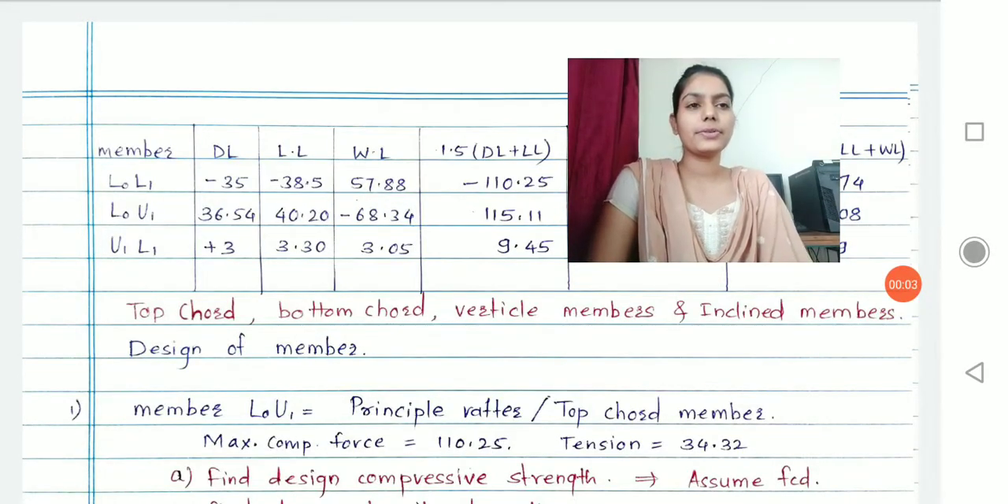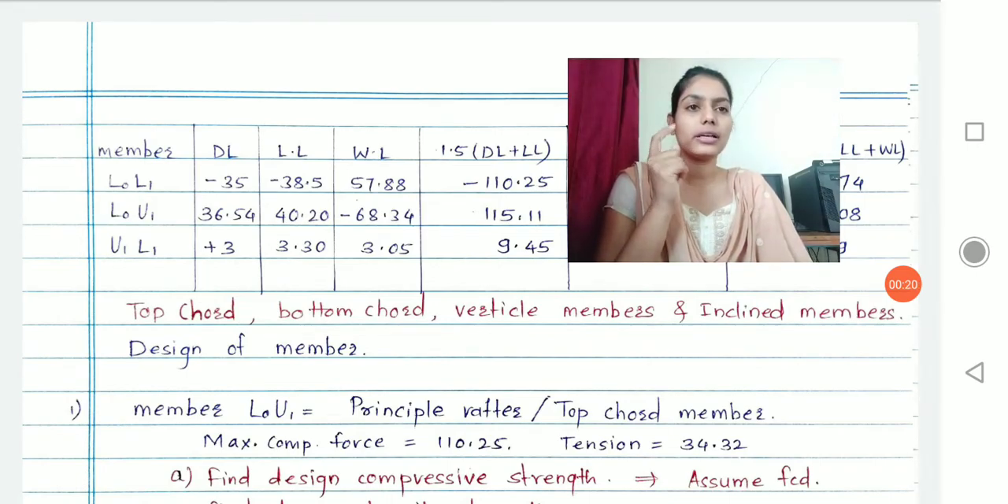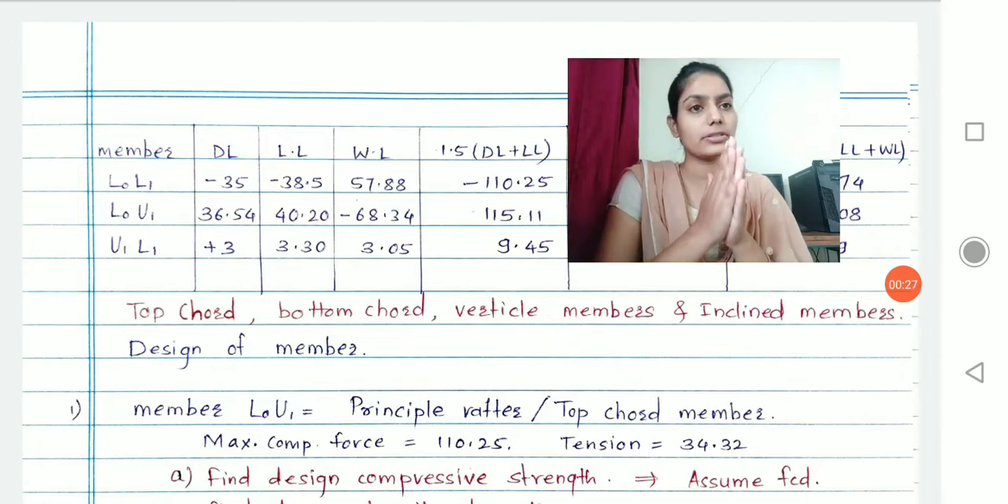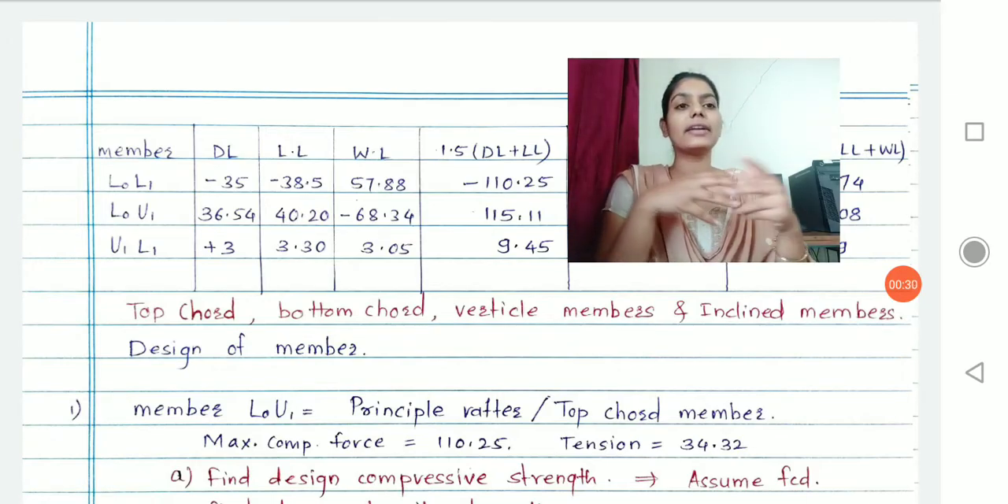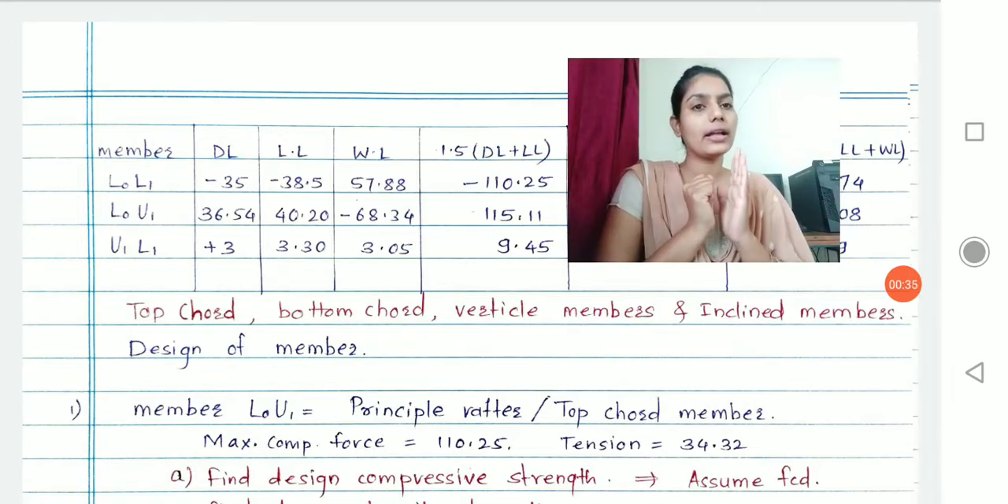Hello students, in today's session we will discuss how to design the top chord, bottom chord and inclined and vertical members of your trusses. So far we have discussed that there are total 4 types of forces that act across our structure. First is the live load, dead load, wind forces and earthquake forces, but the earthquake forces we have not discussed. We have discussed only the first 3 forces. Okay, in the advanced structural design you will come across the earthquake forces. So with these forces we have analyzed our truss.